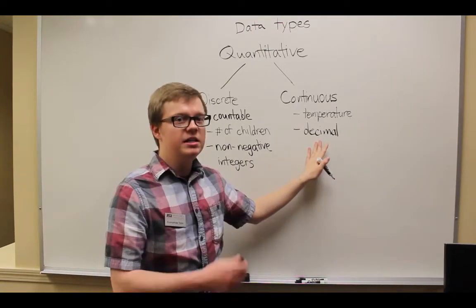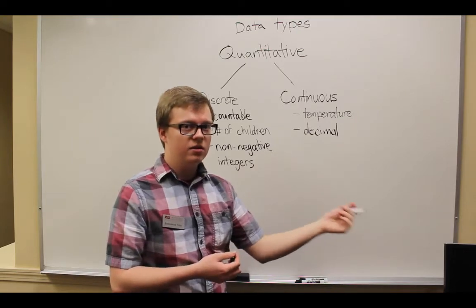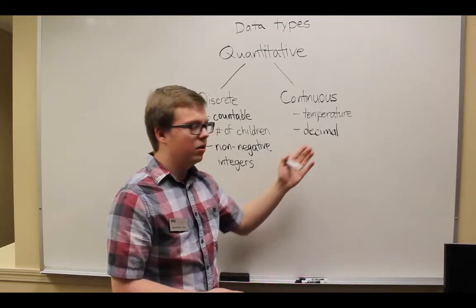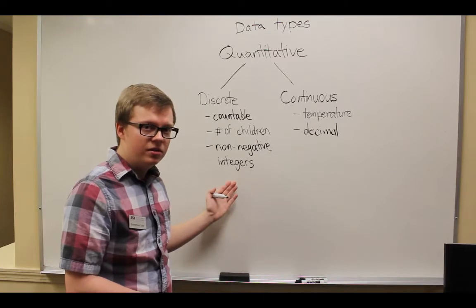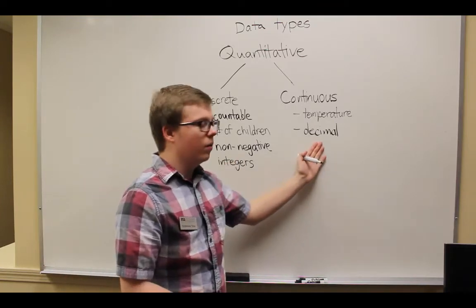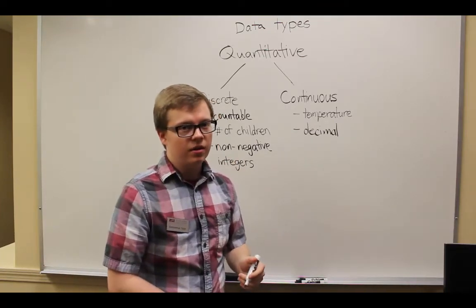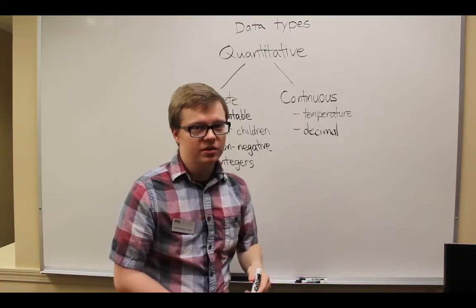So probably the easiest way to tell whether data is continuous or discrete is to think about, can it only take on non-negative integers? If yes, then it's discrete. Or can it take on decimals? We usually say it's continuous.